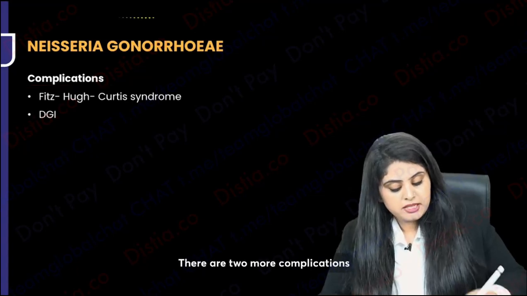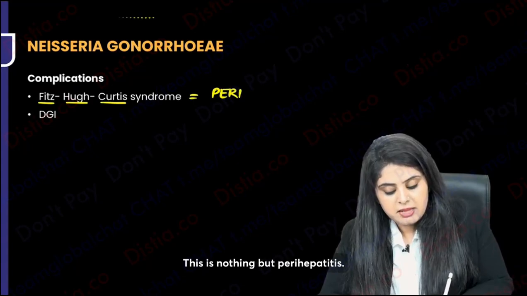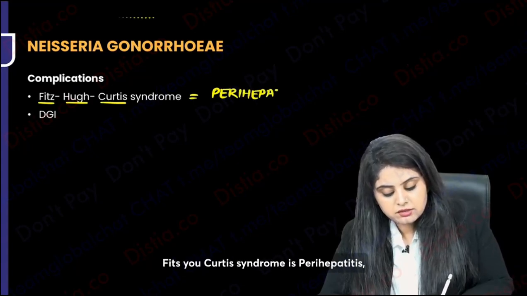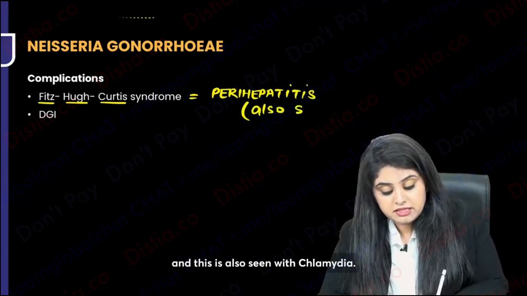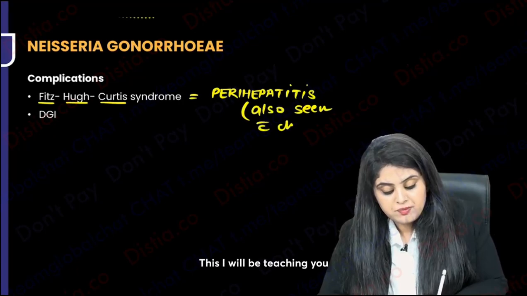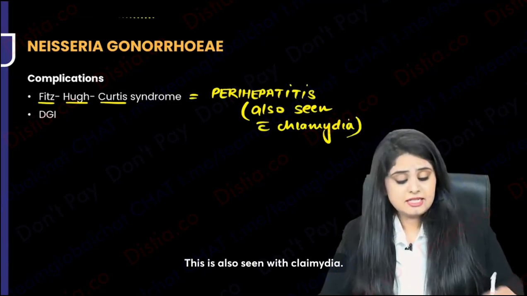There are two more complications known as Fitz-Hugh-Curtis syndrome. This is nothing but perihepatitis. Fitz-Hugh-Curtis syndrome is perihepatitis, and this is also seen with chlamydia. This I will be teaching you in the later part of bacteriology. This is also seen with chlamydia.